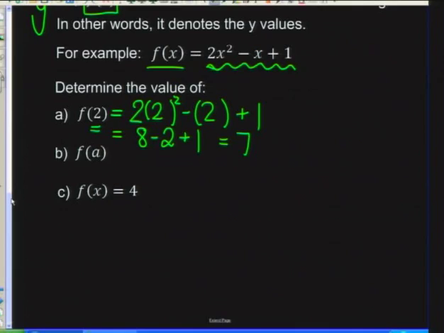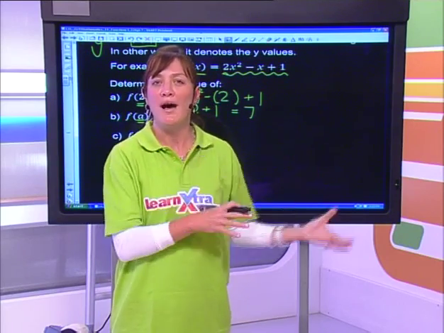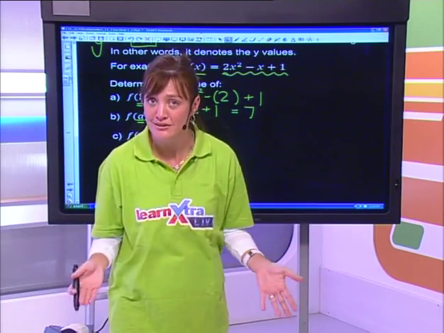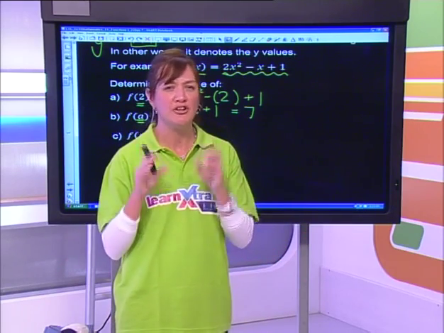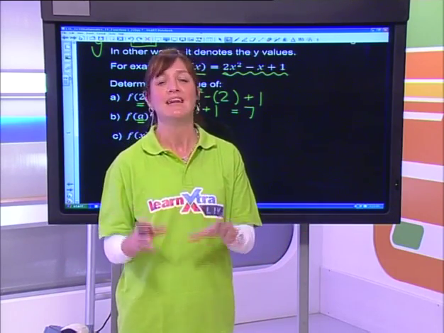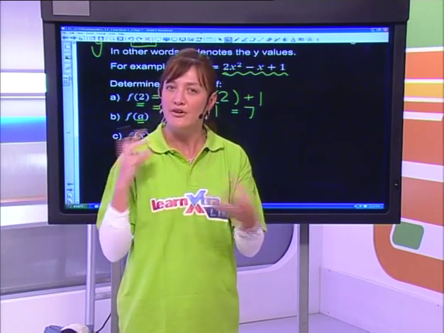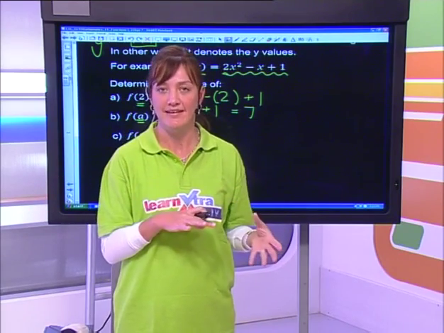Just to make it a little bit more algebraic, what if I was saying f of a? Again, what that's saying is, in terms of a, what would the y value be if my x value was a? They can do this to you. It doesn't have to be numbers. I'm sure by now you know in maths we love to throw letters in there. In terms of a means your answer is going to have a in it, but what would the y value be if the x value was a?